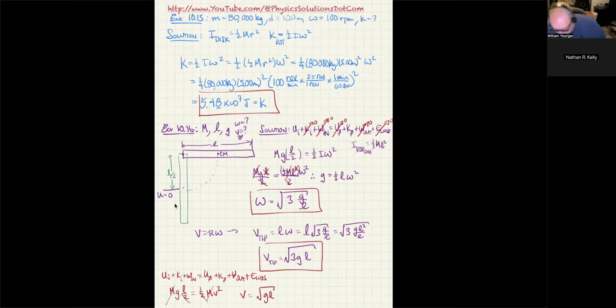Notice in this case it's markedly faster. It's a square root of 3 times faster, so about 1.73 times as fast as if you just dropped an object a distance L over 2. That's all because the tip, again, is being accelerated greater than the acceleration of gravity, just like the top of the tree would be, or just like that previous rod would be. Any questions on that?